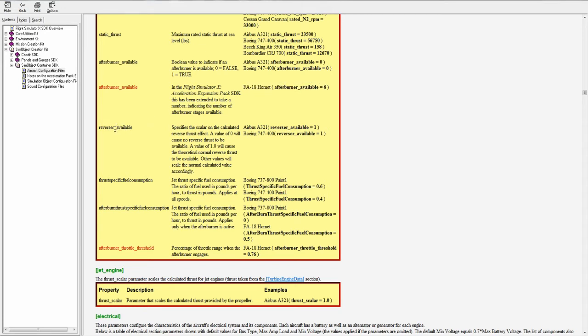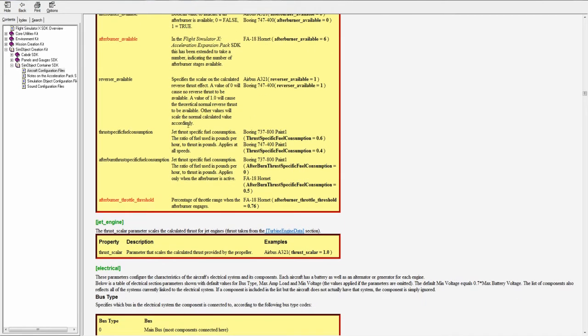The next one is reverser available. This is whether or not the jet engine itself has a reverser. I don't think you need this for turboprops, actually, even though some of them might have a reverser, because that is done by the propeller on turboprops, not by the engine. But for some engines, like say the 737, they do have reverse thrust available. And this specifies a scalar on the calculated reverse thrust effects. A value of 0 will cause no reverse thrust to be available, and a value of 1 will cause the theoretical normal reverse thrust to be available. All other values will scale the normal calculated value accordingly.